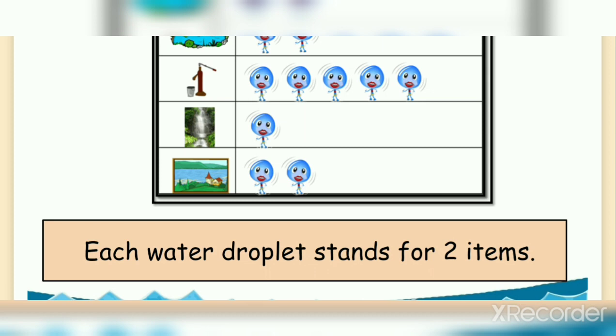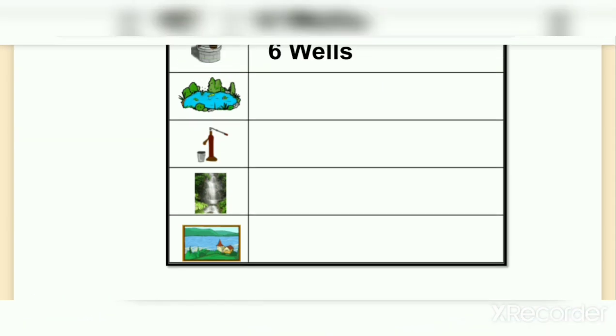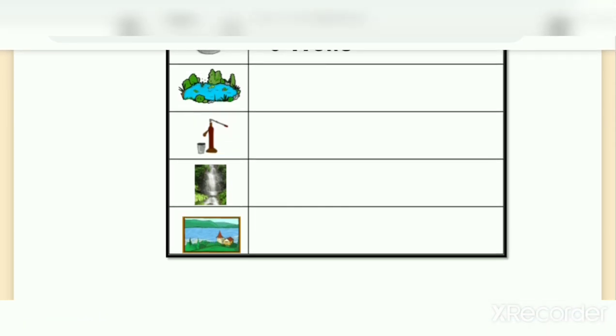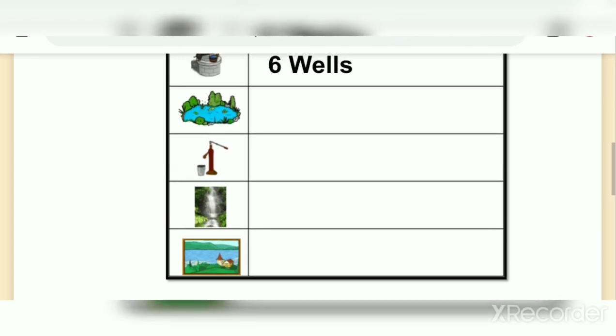Look at this chart. Here we have represented the data using water droplets. Each water droplet stands for 2 items. Since there are 6 wells and each water droplet stands for 2 items, so we have used 3 water droplets to represent 6 wells. Since there are 4 ponds and each water droplet stands for 2 items, so we have used 2 water droplets to represent 4 ponds.